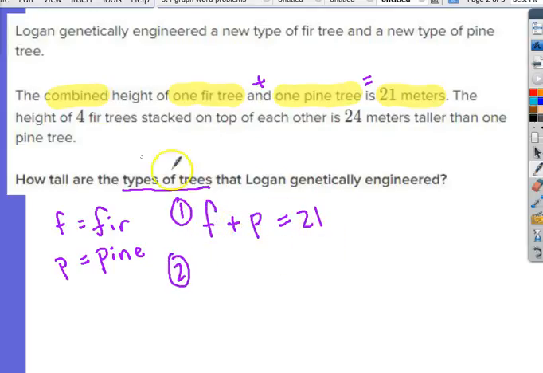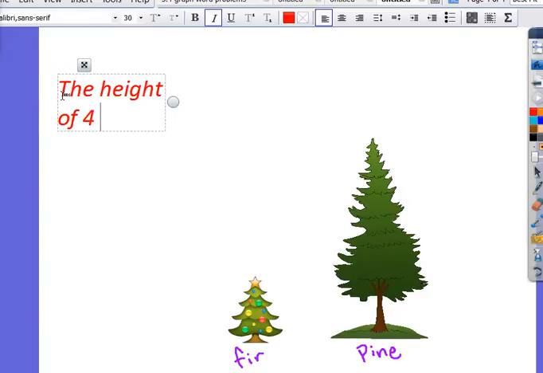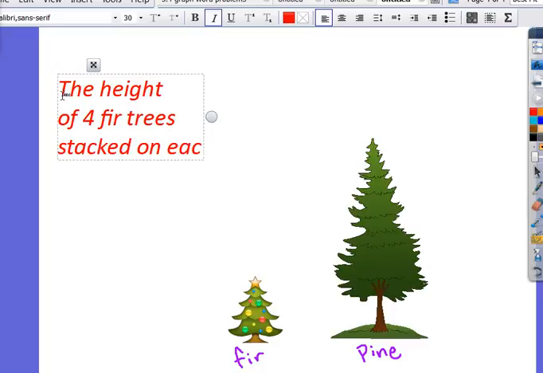The second one is unlike any example that I've given you so far. In word problems, there are so many different kinds of possibilities I can't give them all to you. I just have to translate. The height of 4 fir trees stacked on top of each other is 24 meters taller than one pine tree.